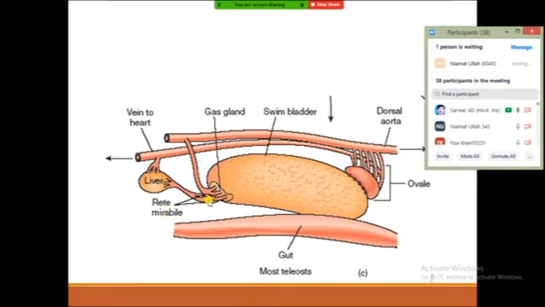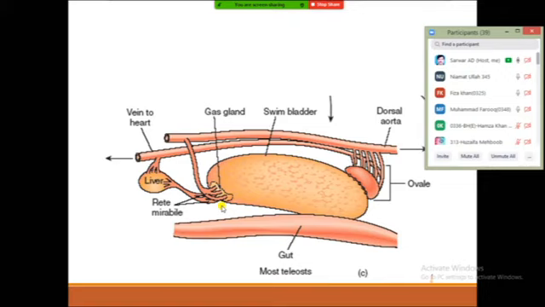These are the rete mirabile at the start. This is the swim bladder at the start, and this is the oval. Here this structure is the oval. Rete mirabile generally helps to deliver various types of gases to the swim bladder. However, the oval helps to reabsorb these gases after their function is over.